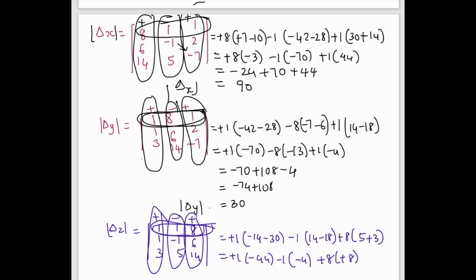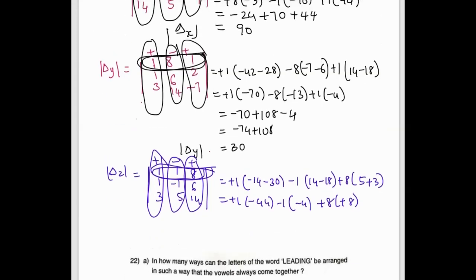So here we get the value is that will be minus 44, minus into minus plus 4 plus 64. So it will be 68 minus 44. How much it will be? 68 minus 44, it is 24. So the value will be 24. Okay. So now what is x, y and z?